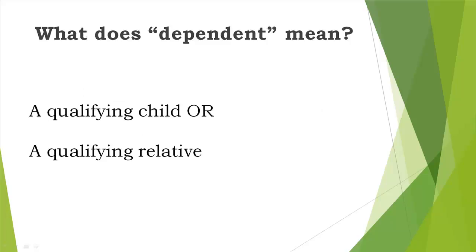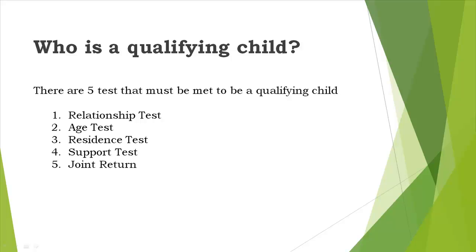There are two ways that you can claim a dependent on your tax return. They either need to be a qualifying child or a qualifying relative. In this video, we're going to focus on a qualifying child. In part two, we'll talk about qualifying relatives. So let's see, who is a qualifying child? In order for a person to be a qualifying child, they have to pass 5 tests. There's a relationship test, an age test, a residency test, a support test, and the joint return test. So let's talk about those real quick.